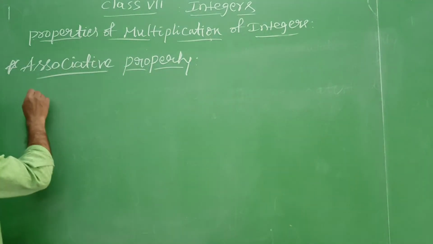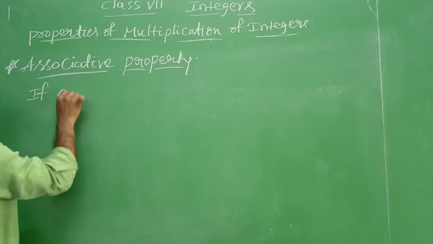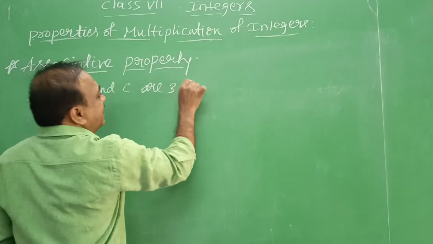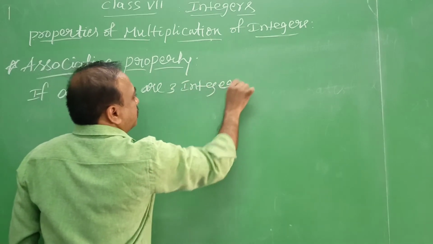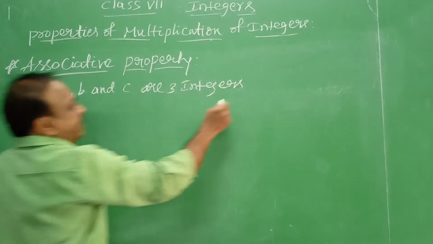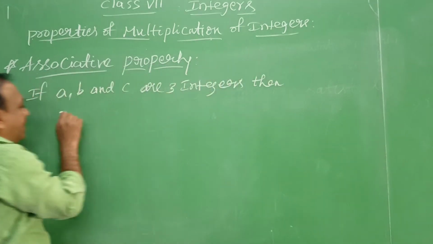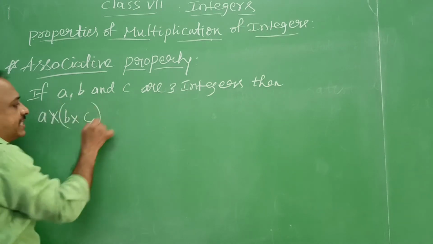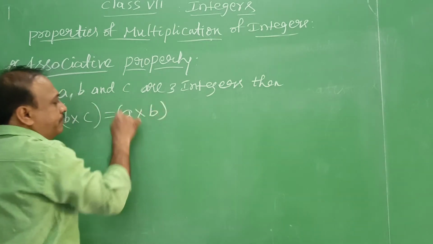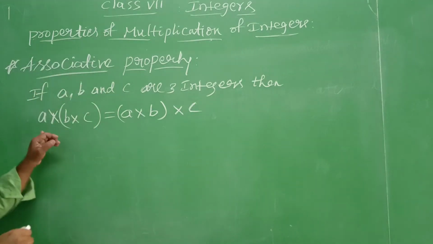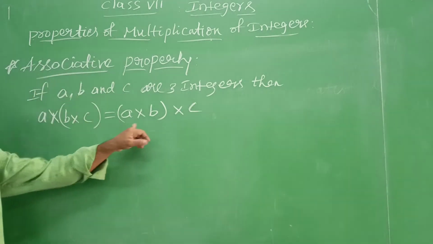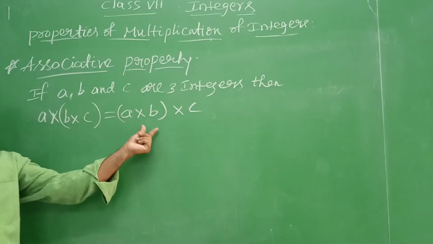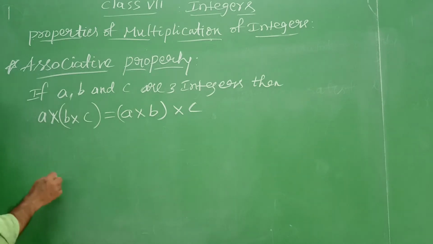Let us see. If A, B and C are three integers, then (A into B) into C is equal to A into (B into C). Here the bracket is for B into C, and here the bracket is for A into B. Let us see the example.